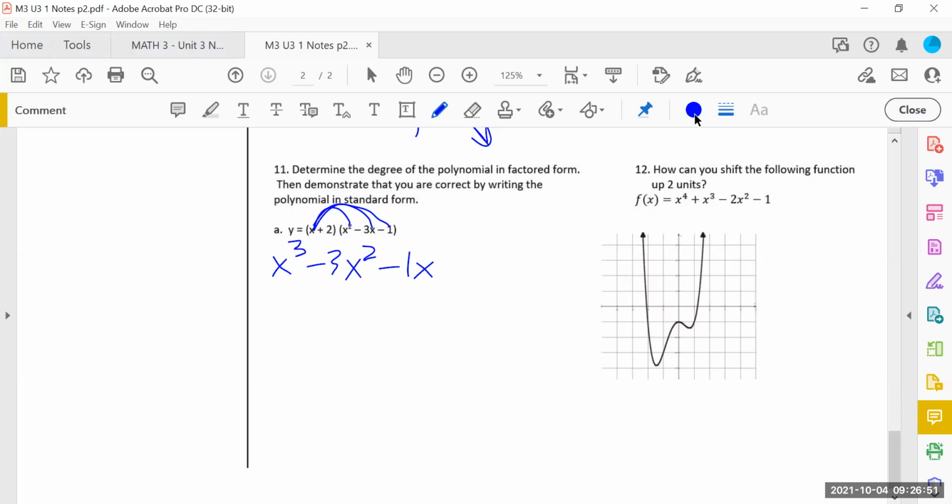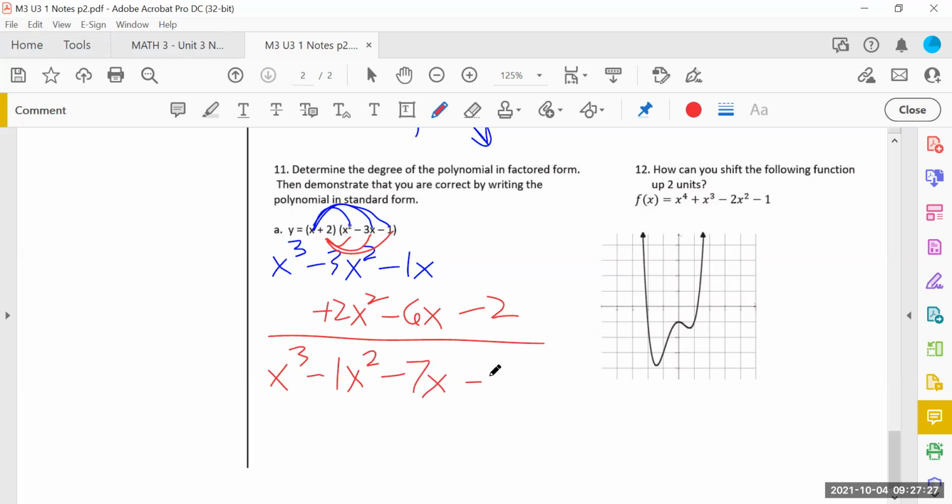So just multiplying these out: 2 times x squared, 2x squared; 2 times negative 3, negative 6x; 2 times negative 1 is negative 2. I should not have put that up on top. Let's put it with the other ones. Negative 2. Combine it all. x cubed minus, nope, minus 1, right? Negative 3 plus 2 would be minus 1x squared, minus 7x, minus 2.